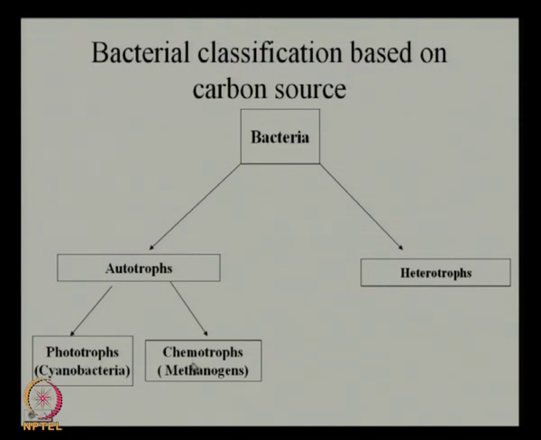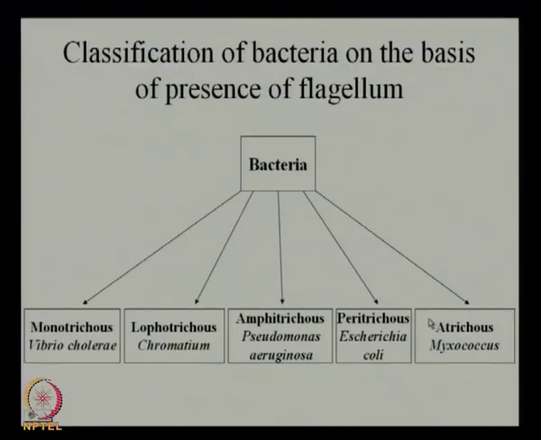In case of chemoautotrophs, they need some inorganic sources for their normal behavior in the form of nitrate, iron, sulfur and so on, and methanogens are one such example of these chemoautotrophs. Heterotrophic bacteria need external carbon and media content for their growth.